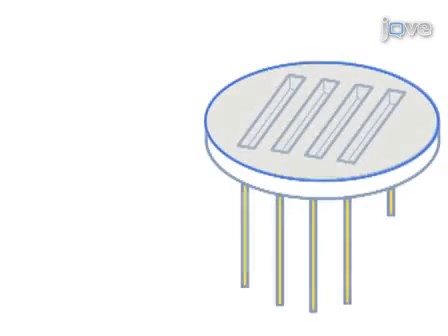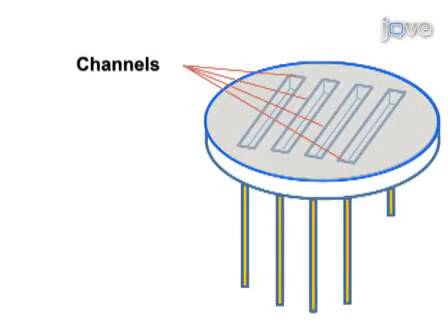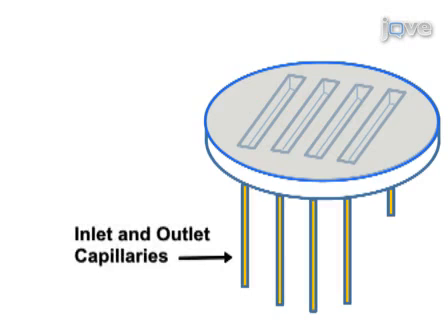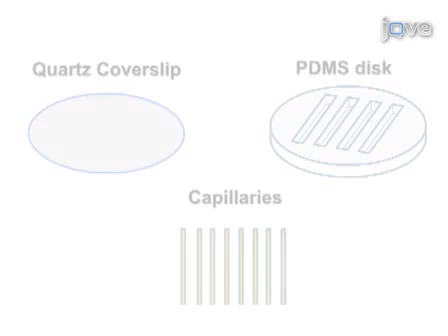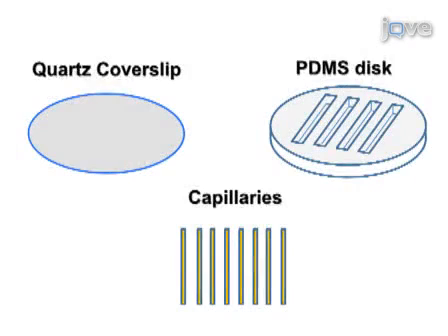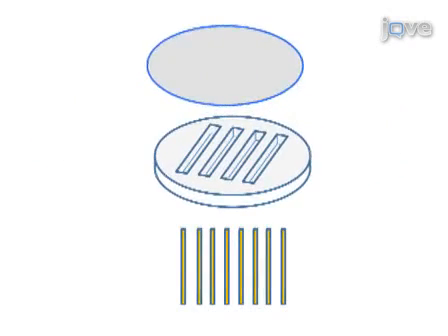The procedure starts with the assembly of the cell, which contains 4 chambers where the biomolecules will be fixed. The chambers are connected to the exterior through inlet and outlet capillaries. The cell is made by fusing a patterned PDMS disc to a quartz cover slip.